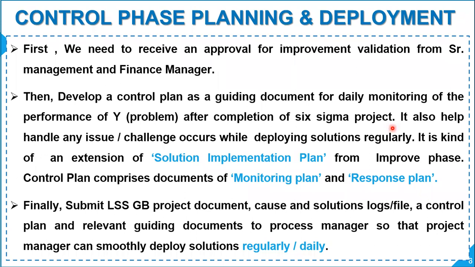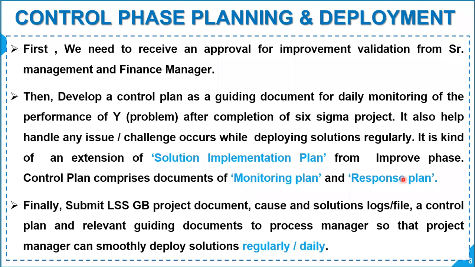So that's where we need to have some document, some collation of documents, and that collation of documents is nothing but your control plan. It controls the performance of the problem. That is why it's called a control plan. So this is kind of an extension of your solution implementation plan from the improve phase. So the control plan comprises documents of a monitoring plan and a response plan. So this is what we need to develop.